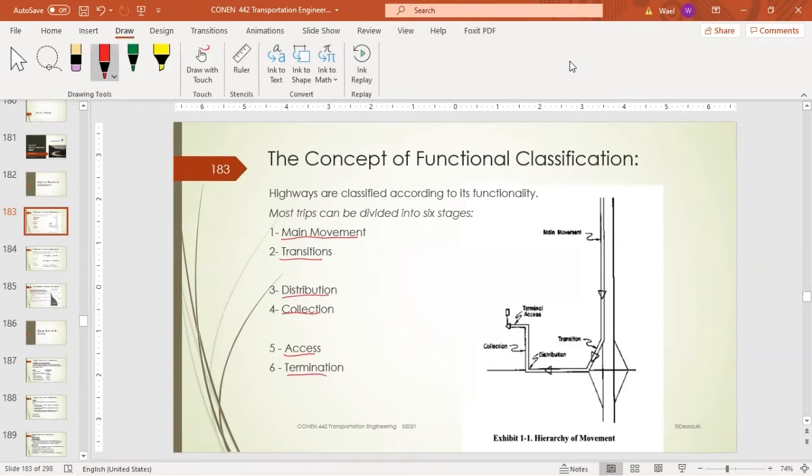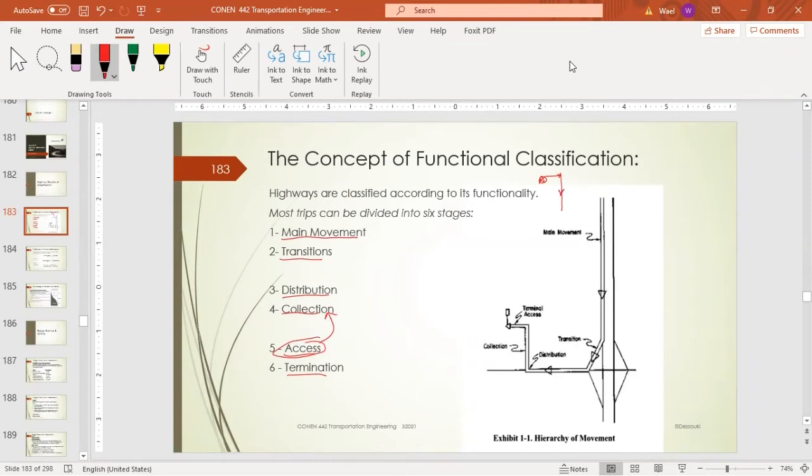That means if you are in this origin, for example, that's your origin. So you need to have access to the network. That's the road in front of your home. Then you go from that road to a collector, main street. So that's the access. You go from the access to the collection. So that's the collection.